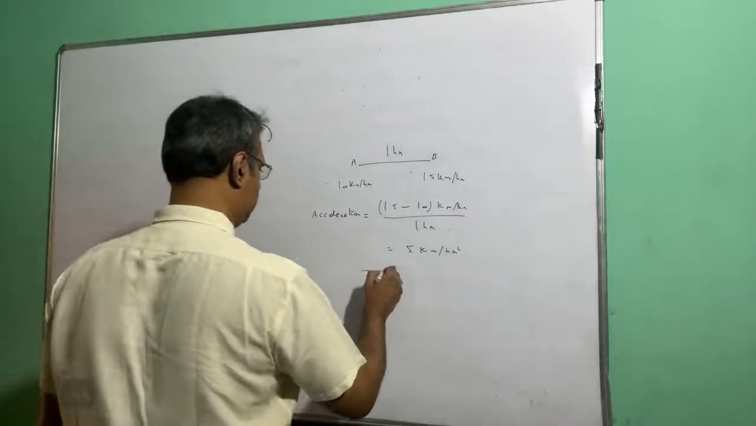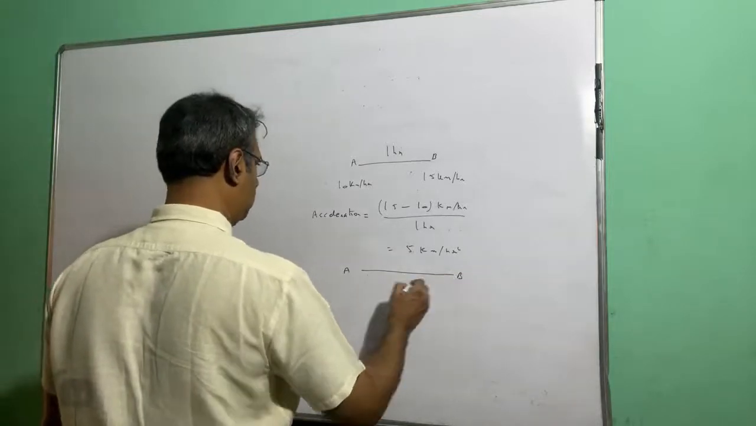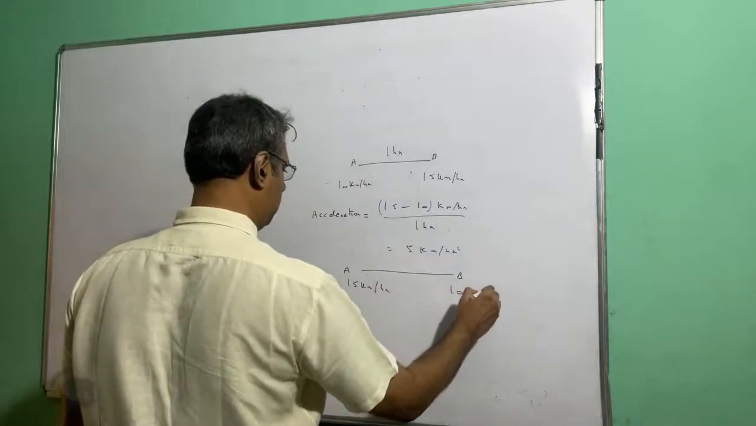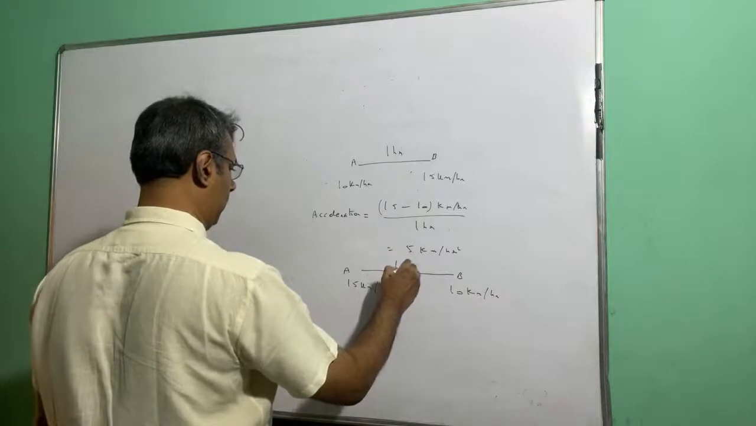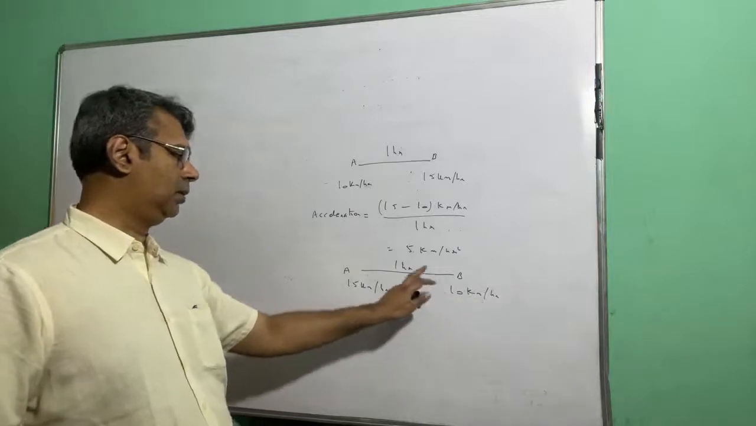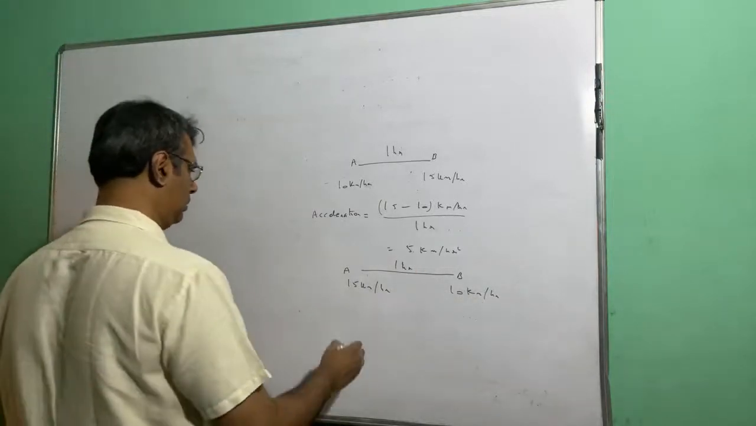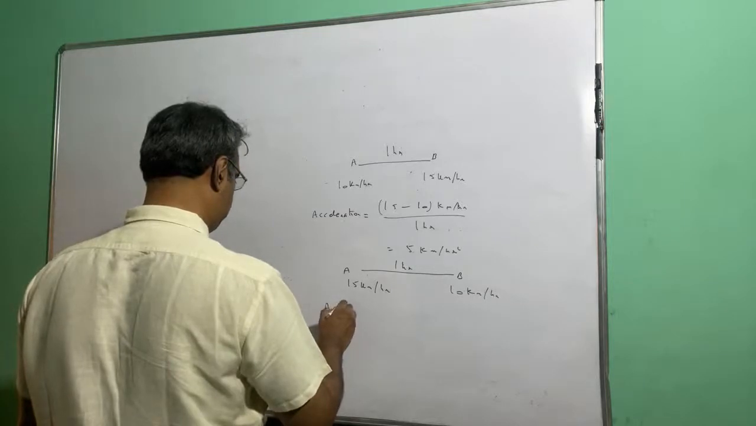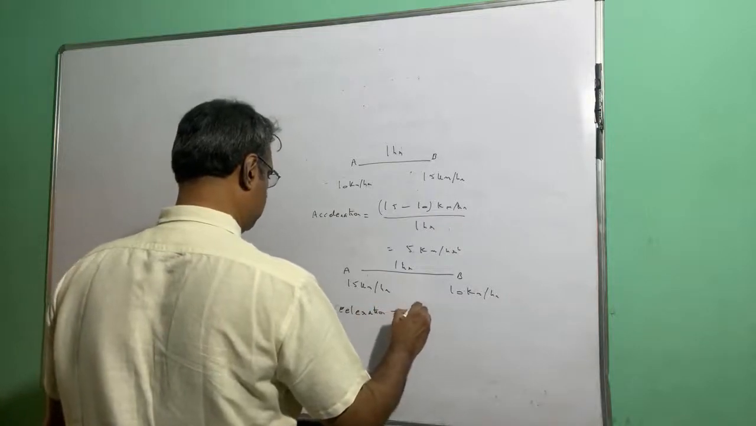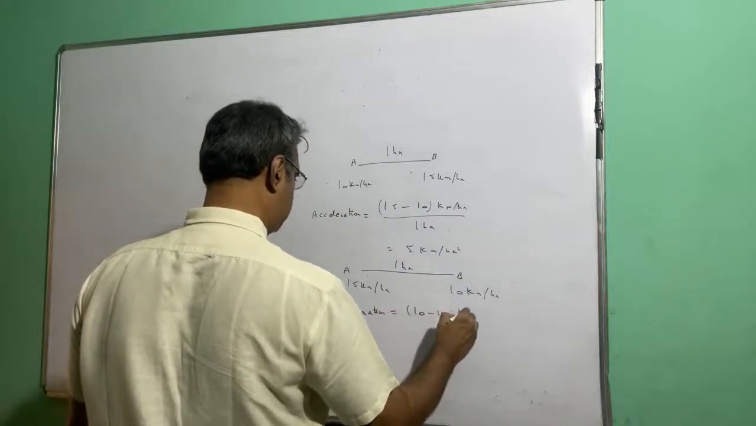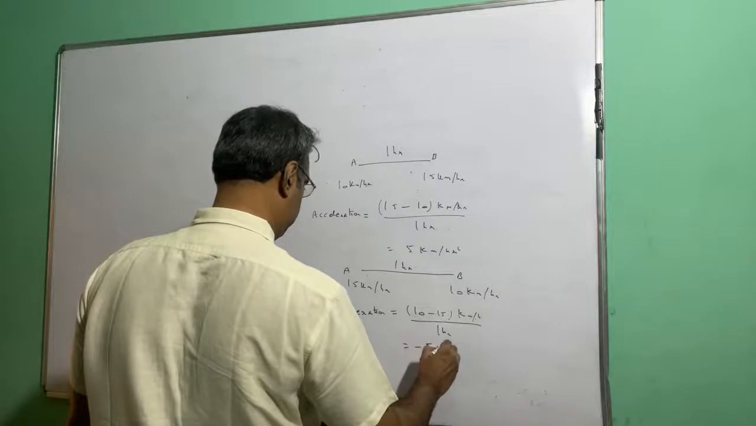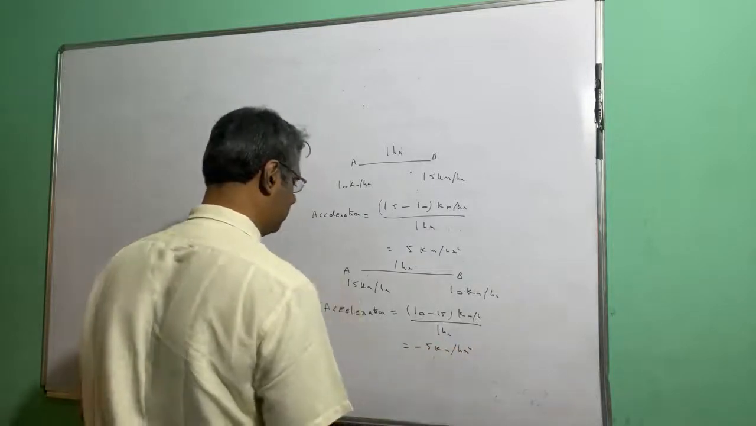Now, suppose the body starts with a velocity of 15 km per hour and ends with a velocity of 10 km per hour, and it happens over an interval of 1 hour. So the body starts with 15 km per hour, ends with 10 km per hour, and the change happens over a period of 1 hour. In that case, the acceleration will be 10 minus 15 km per hour divided by 1 hour. So it will be minus 5 km per hour square.